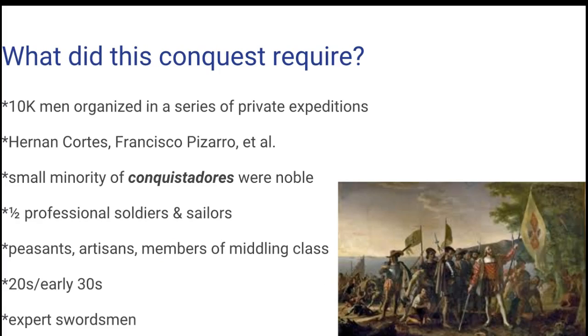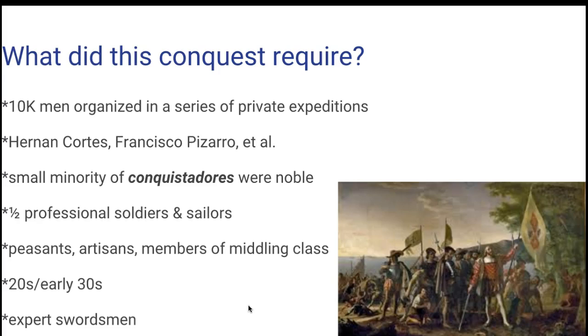So what did the conquest require? If you notice all of these paintings, they have religious tones through everything. They see this as God's plan. This is divine intervention. They think that it doesn't matter that they're killing Native Americans, they're taking their land. They think that God has ordained this, and so they have the crosses on the flags, and they think that they are doing God's will. So you have these 10,000 men on these private expeditions. Pizarro and Cortez are major leaders in those.